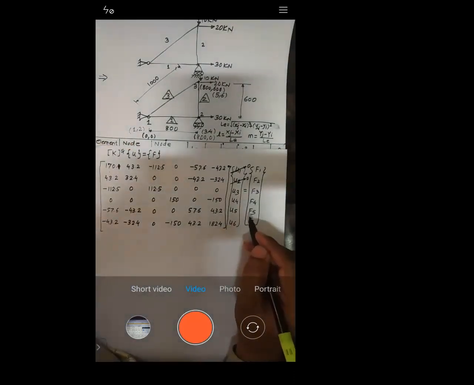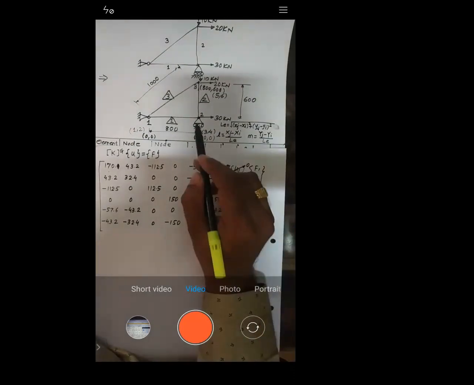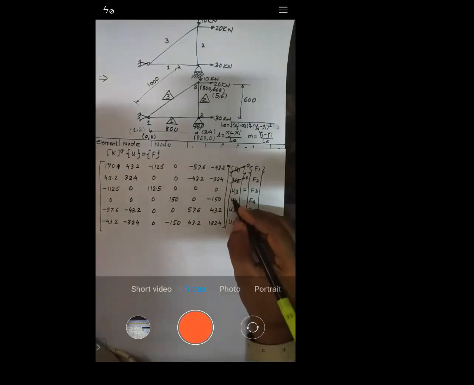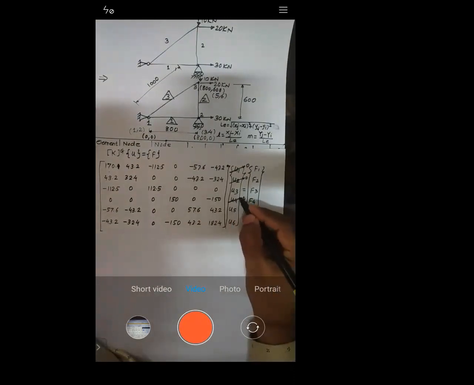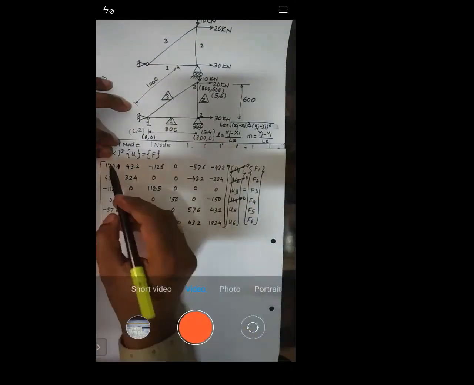Node 2, it is not node 3. Node 2 cannot move in vertical direction. That is U4, right? U4 is 0, right?